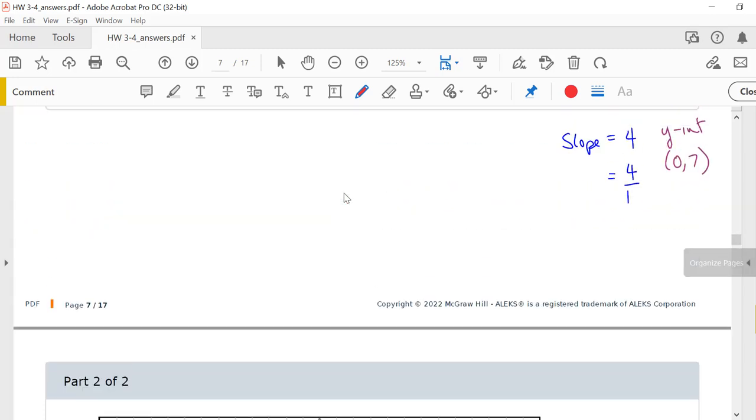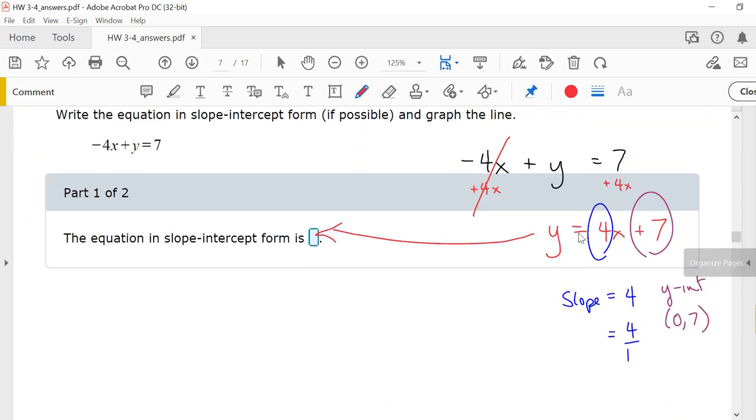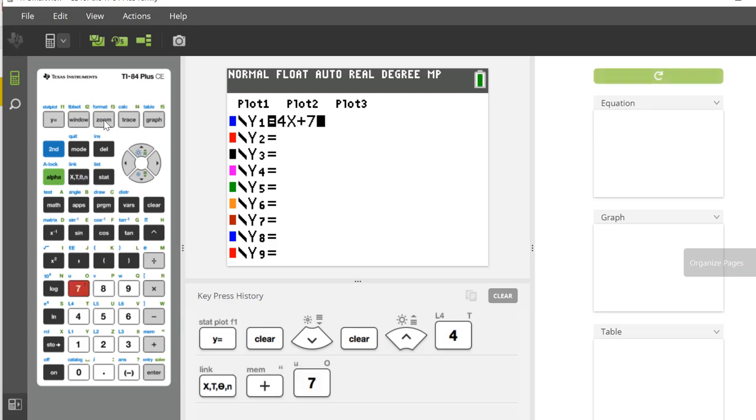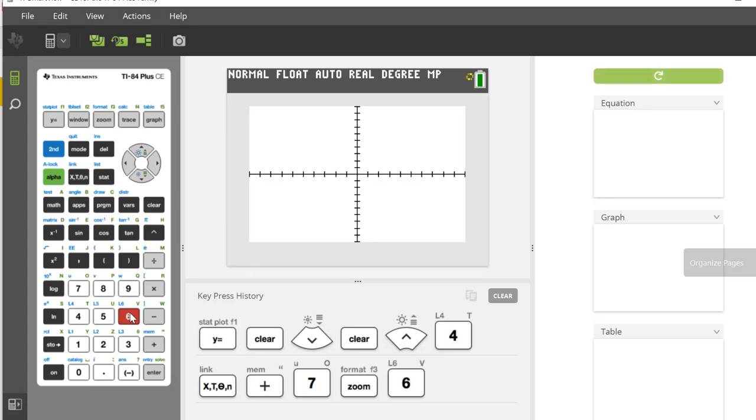If I wanted to graph this, since I've put it in y equals mx plus b form, I can go to my calculator. In y equals, I'm going to type in 4x plus 7. If I do a zoom standard, zoom 6, there's my equation, or there's my graph.